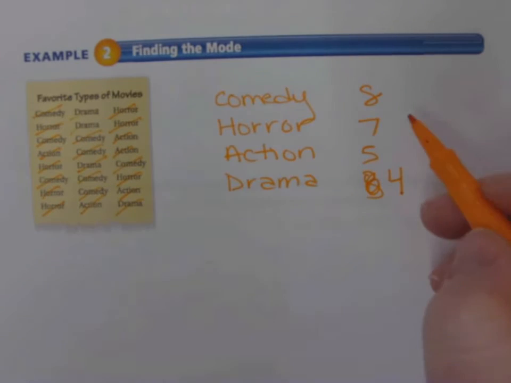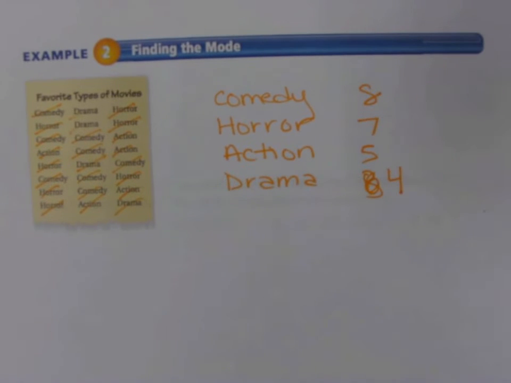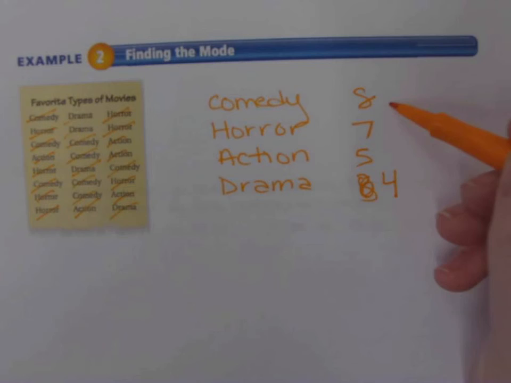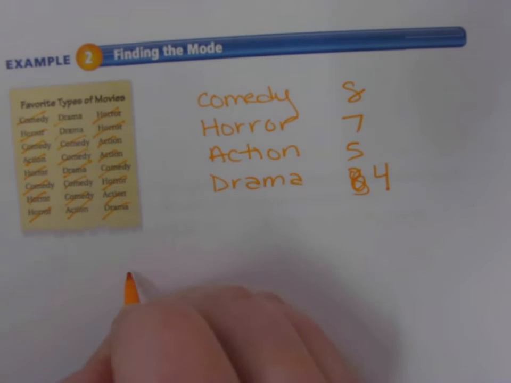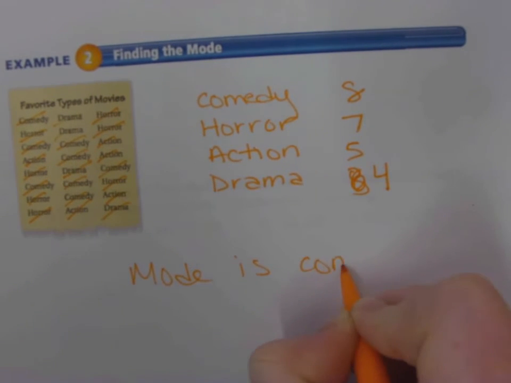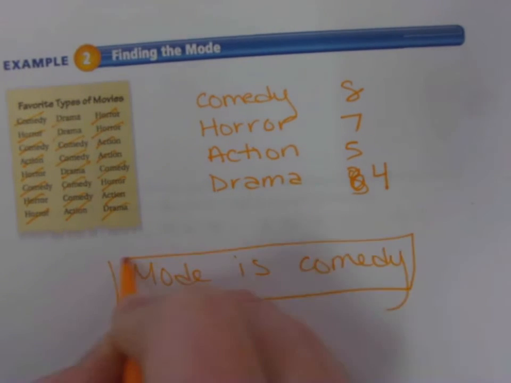So I have 8, 5, 4, and 7. So I want to see what my most is right there. Which one appears the most, which is obviously this 8. So my mode in this case is comedy. My mode is comedy.